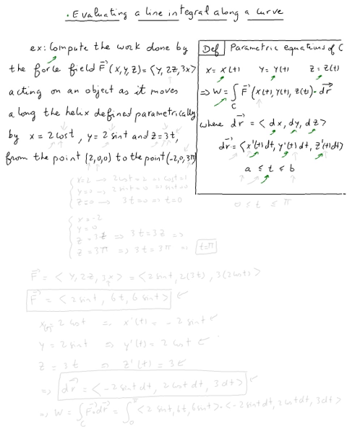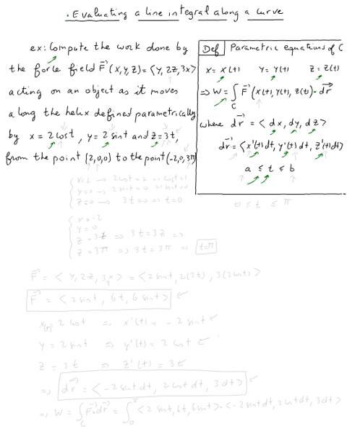Compute the work done by the force field F of x, y, z equals y, 2z, 3x acting on an object as it moves along the helix defined parametrically. We were given the parametric equations x equals 2 cosine t, y equals 2 sine t, and z equals 3t, from the point (2, 0, 0) to the point (-2, 0, 3 pi).